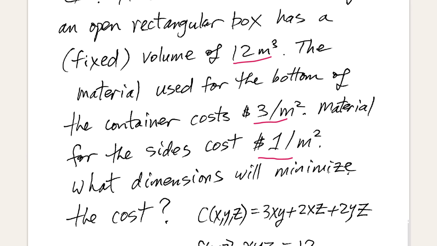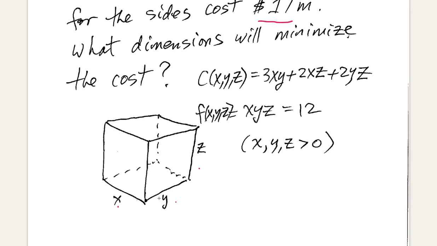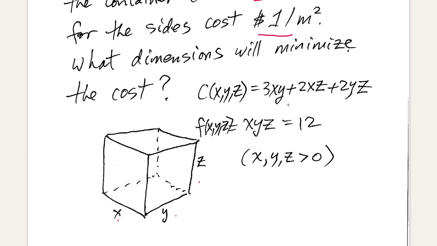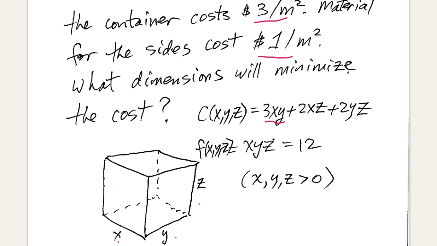Okay, what's going to be the cost of this thing? Well, let's see if I've drawn a picture. I did. So I've got these dimensions, x, y, and z. The area of the base is x times y, so the cost is 3 times xy. So that's 3xy, the cost for the base, since that's $3 per square meter. So this is in terms of dollars.